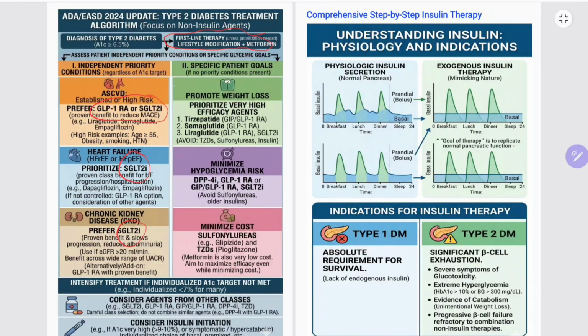So if there is no independent priority, meaning if no comorbidity exists, then we will focus on specific patient goals, like whether the patient is overweight, then we will focus on weight loss, or whether the patient is placed at a high risk of hypoglycemia, then we will decide upon the drugs. And then if cost is a concern, then we will decide on drugs like sulfonylureas and TZDs. Now we will move on towards insulin pharmacotherapy.